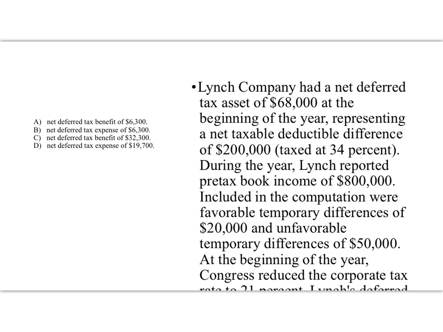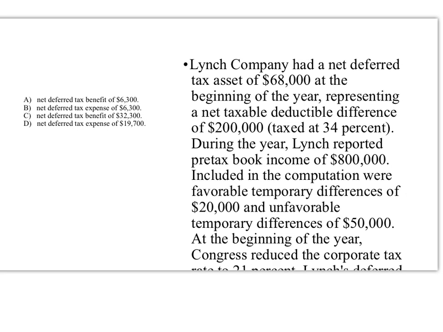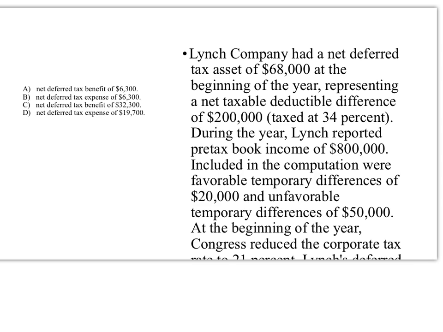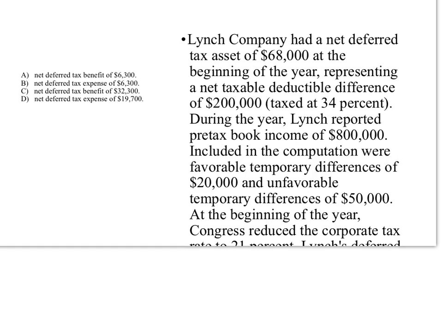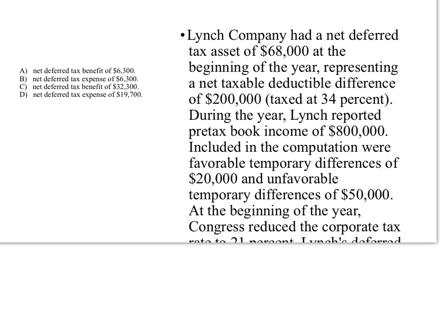All right, so now we have a different type of deferred tax expense or benefit question, and I'll fill in the rest of the verbiage, but these slides are posted for you as well. So we've got Lynch Company, and they have a net deferred tax asset of $68,000 at the beginning of the year.